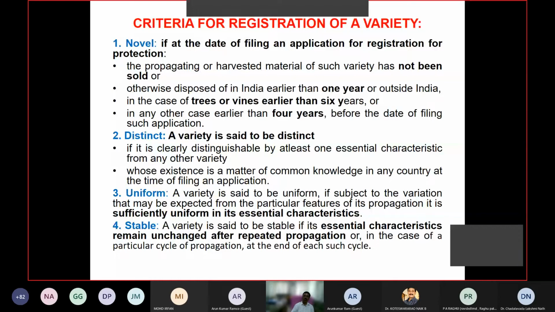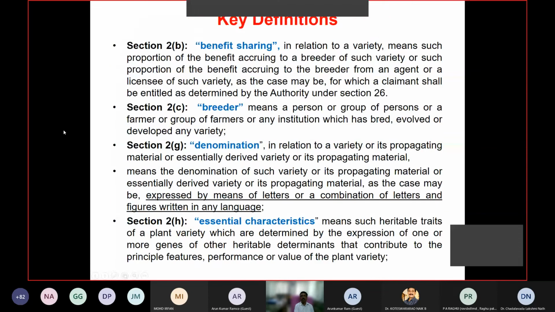That's what I've said. So season after season, after cropping, the characteristic which is claimed for registration of a new variety, let us say cotton that is naturally pest resistant, so no pesticide needs to be used on this new cotton variety. It has to be uniform, it has to be stable, it has to be distinct, and it has to be novel. These are the essentials for registration.